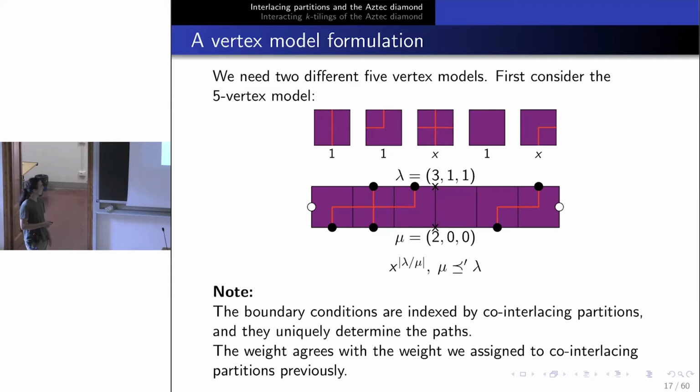Okay, so just some points. Given the boundary conditions, for a single row there's a unique way to fill in the paths. And like I said, the weights agree with the weights we assigned to the co-interlacing partitions previously. So these are the purple ones.